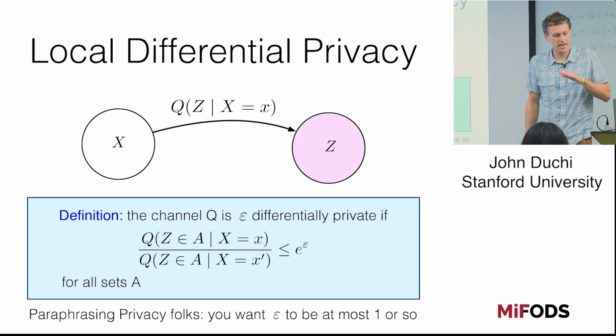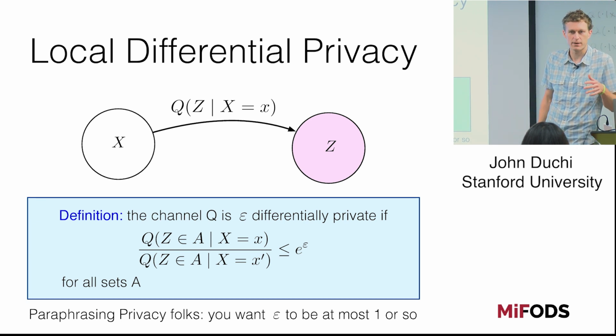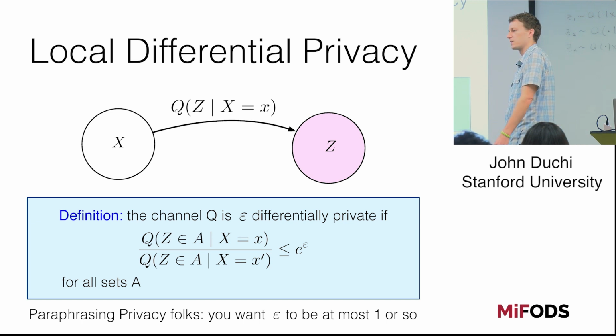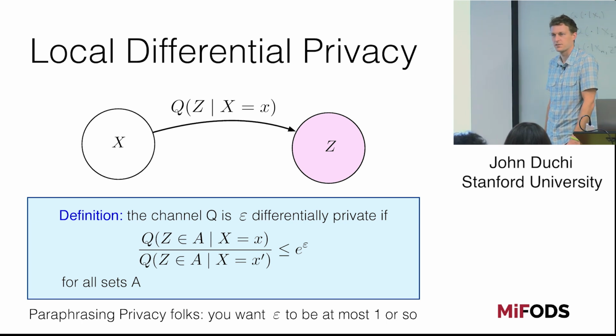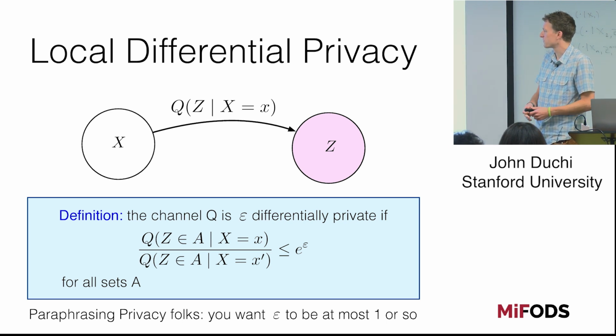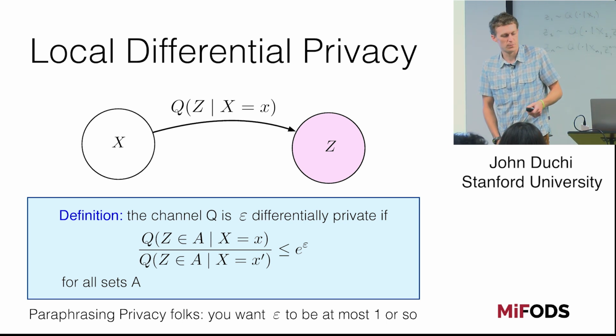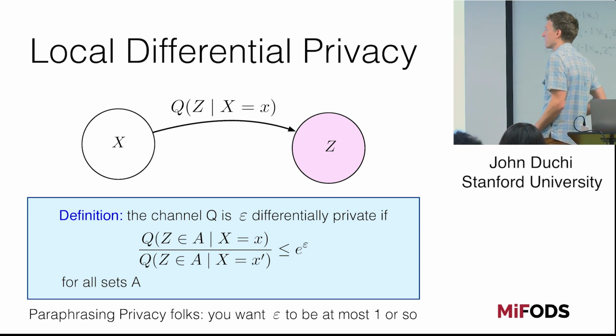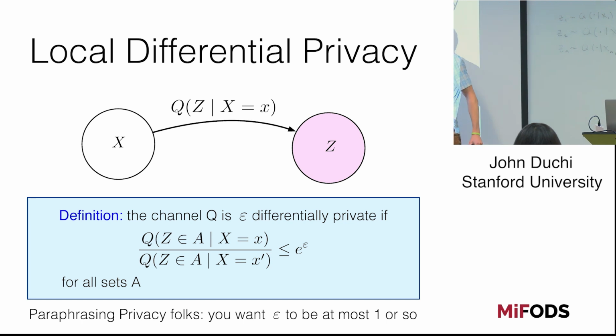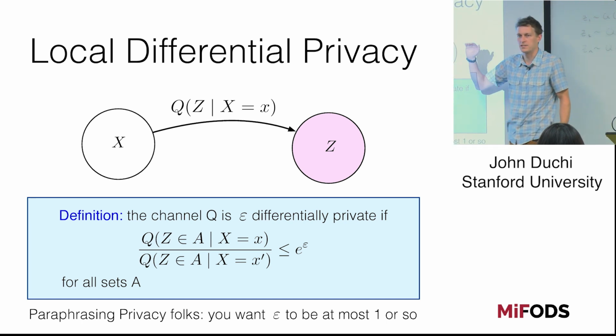The standard recommendation from differential privacy folks is that you want epsilon to be something like 1 or a little bit less than 1. That says that, in terms of testing, your probability of making a mistake is going to be at least about a third. So this is our definition of privacy: each individual one of these channels is going to be differentially private.